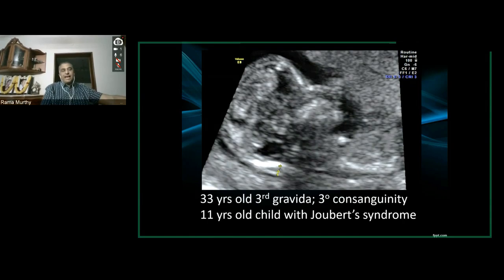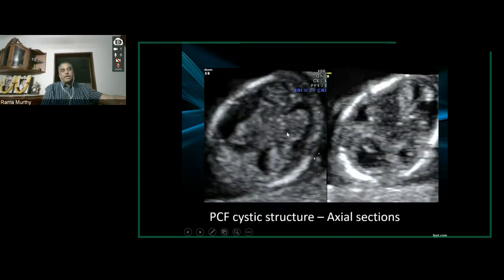And when I do the axial sections, the transventricular plane is normal, but in the posterior fossa, you find this cyst, which again is abnormal. I am not used to seeing a cyst like this in the posterior cranial fossa. So therefore, you have to put 2 and 2 together. Joubert syndrome, first trimester abnormality in the posterior fossa. Are you going to press the panic button, say that this is a recurrence?